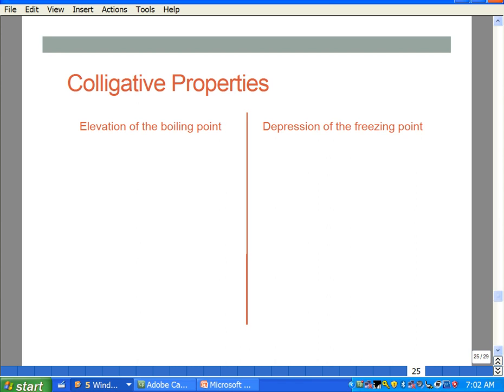The first one is the elevation of the boiling point. You can change the temperature at which a liquid or a substance boils if we multiply its boiling constant, or what's called its ebullioscopic constant, that's this boiling point constant, times the molality. And this b right here means molality.